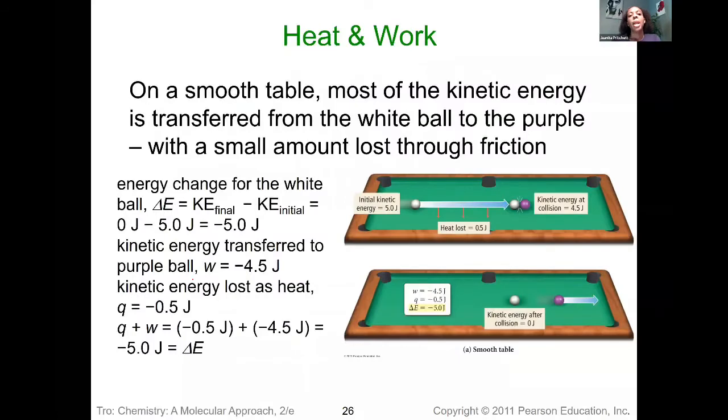Okay. Now, in this particular example, we're seeing that the amount of heat lost on a smoother table is about 0.5 joules. And so again, overall, when we calculate the amount of heat that's lost along with the amount of work that was done, we're at negative 5.0 joules that was generated here, or transferred.